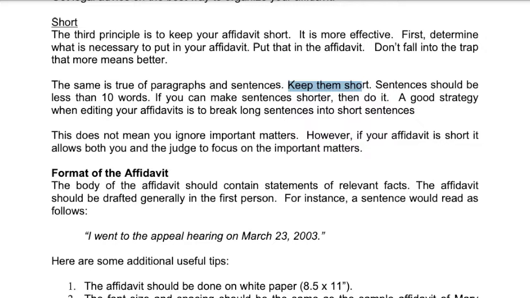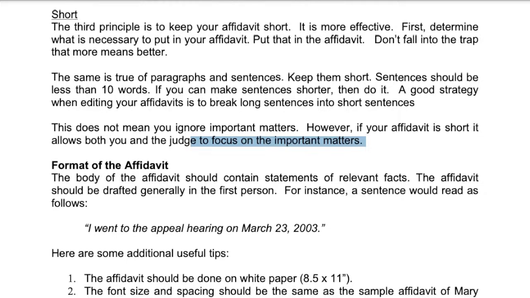Keep them short. Sentences should be less than 10 words. If you can make sentences shorter, then do it. A good strategy when editing your affidavits is to break long sentences into short sentences. This does not mean you ignore important matters. However, if your affidavit is short, it allows both you and the judge to focus on the important matters.